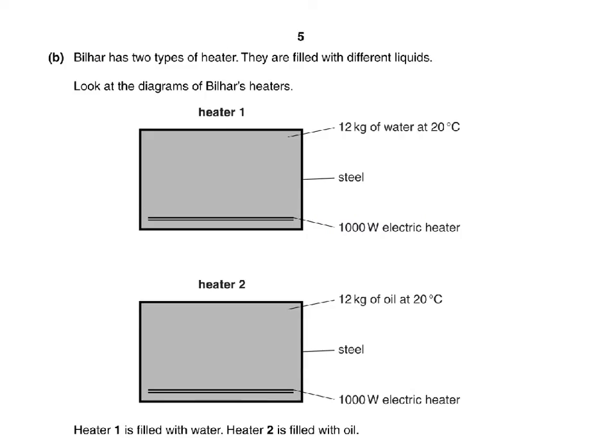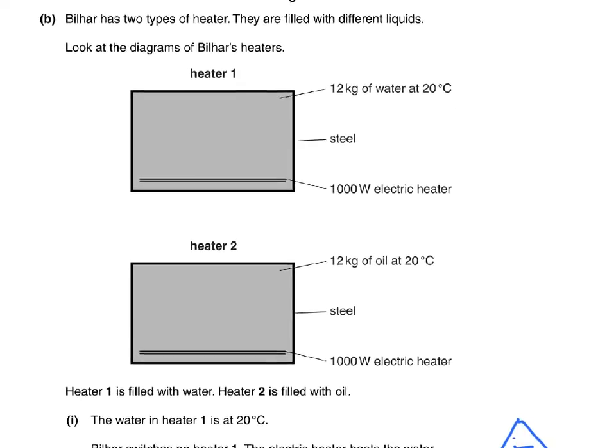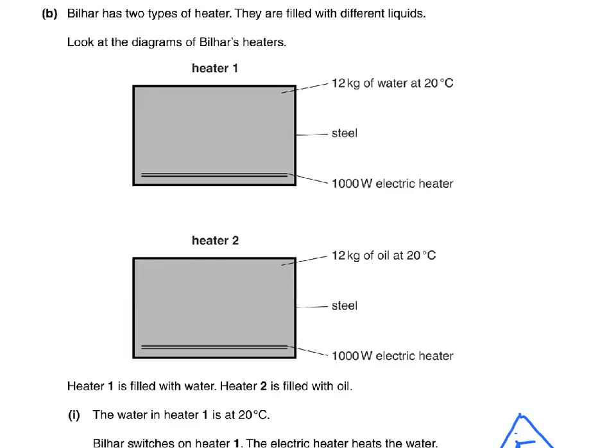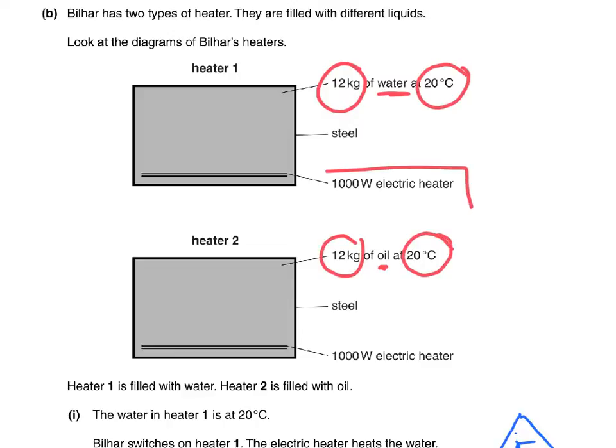Part B. Bilha has two types of heater. They are filled with different liquids. Look at the diagrams of Bilha's heaters. So we've got two heaters here. They're identical in most ways, apart from one is filled with water and one is filled with oil. But apart from that, they both have the same mass, they both have the same starting temperatures, and they're both heated by the same type of heater.